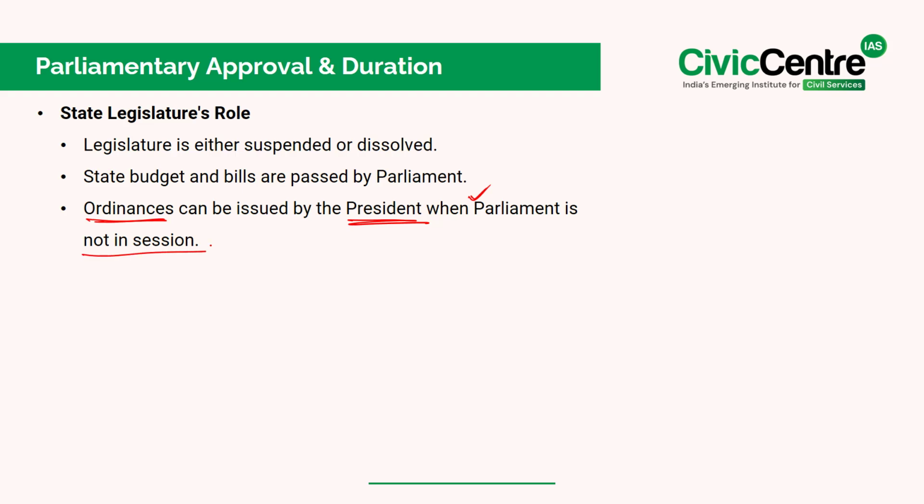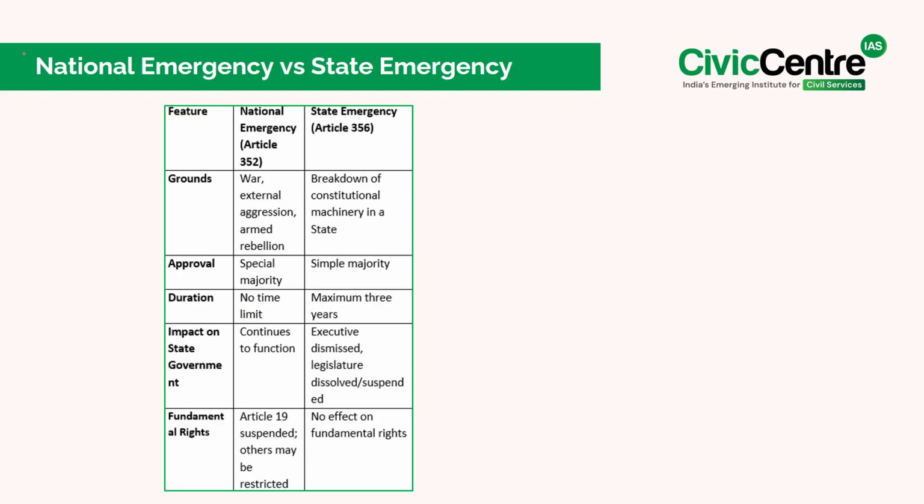And now, as a value addition, let us compare the national emergency under Article 352 and the state emergency under Article 356. See, there are clear distinctions. First, national emergency is declared due to war, external aggression or armed rebellion, while the state emergency arises from the breakdown of the constitutional machinery in a state.